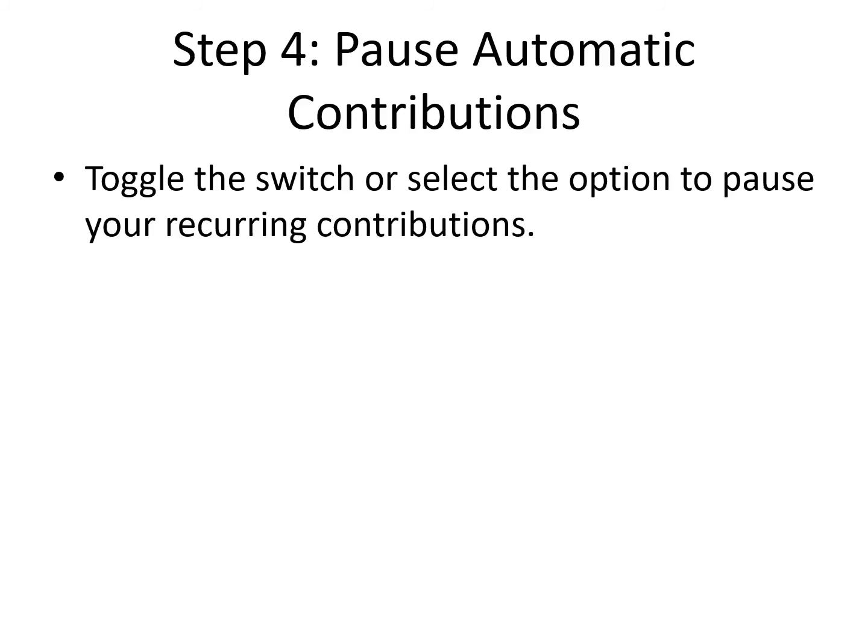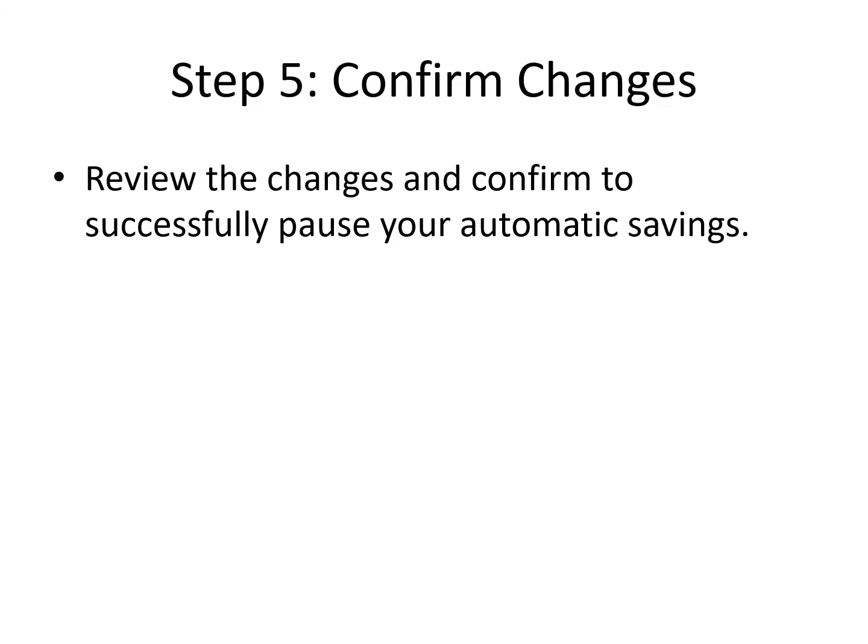To pause your automatic savings, simply toggle off the switch next to your recurring contribution setting. This will temporarily stop future transfers. Once you have toggled off the contributions, confirm your changes when prompted. This ensures that your preference is saved.